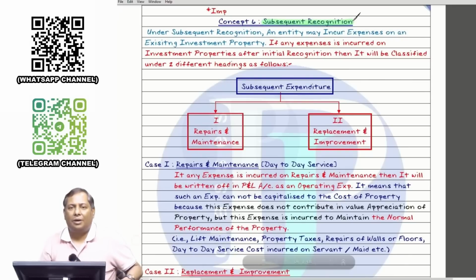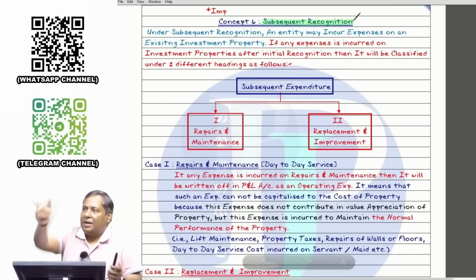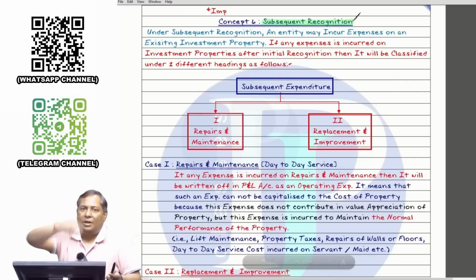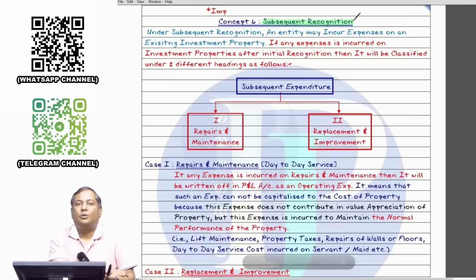Subsequent recognition: first is repair and maintenance, second is replacement. The old elevator inside the building was broken and got replaced by a new one. The interior of the property and the marble of the entire floor also got changed. This is a capital expenditure or replacement. We will capitalize it.